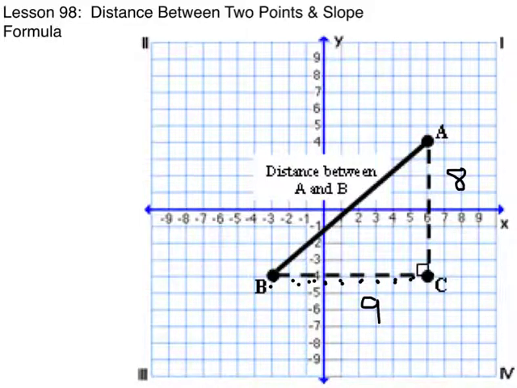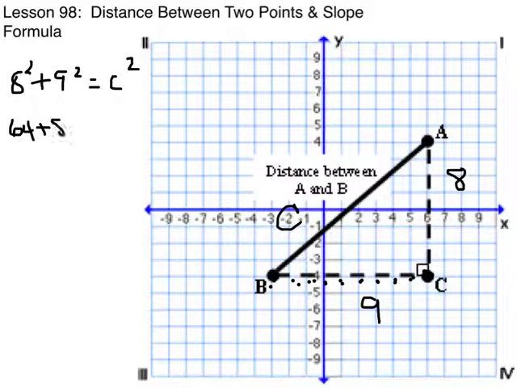Alright, so this line here, line AB, is our hypotenuse because we've got our right angle down here where C is. So we're going to say 8 squared plus 9 squared equals C squared. And we're going to let this be C, the distance. 8 squared is 64. 9 squared is 81 equals C squared.